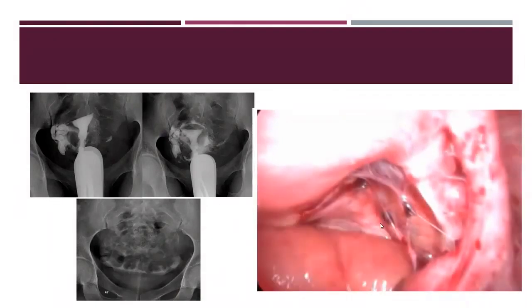This is another case of hydrosalpinx, and here laparoscopy reveals the cause. There is superficial endometriosis. Usually the superficial endometriotic patches we could not see on imaging, but they are seen on laparoscope.